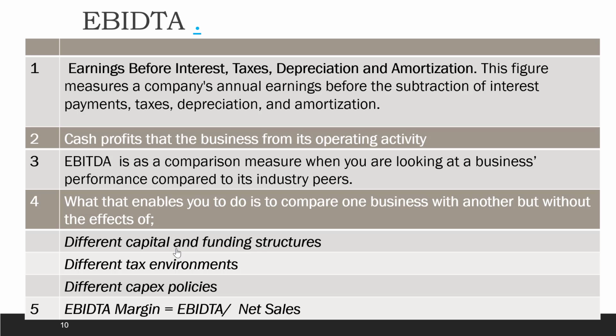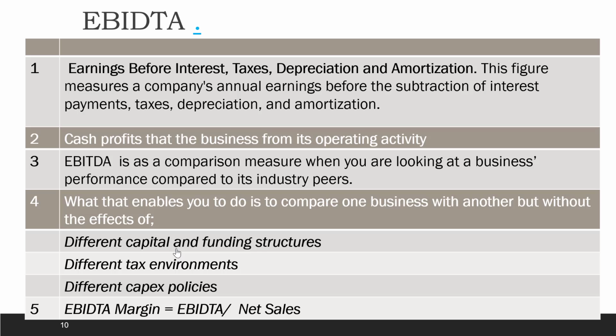Okay. Now, what that enables you to do is compare companies without the effects of different capital and funding structures. That means how much own money you're using, how much capital you're using. So this is the profit level before you pay any interest. Right? So this is not going to distort the profit. So we are calculating EBITDA before interest. So capital structure is ignored for calculating this profit.